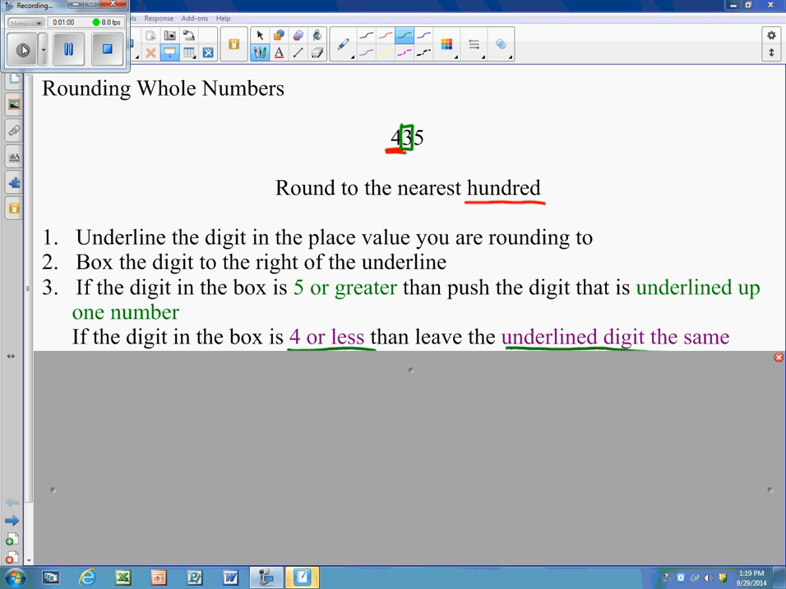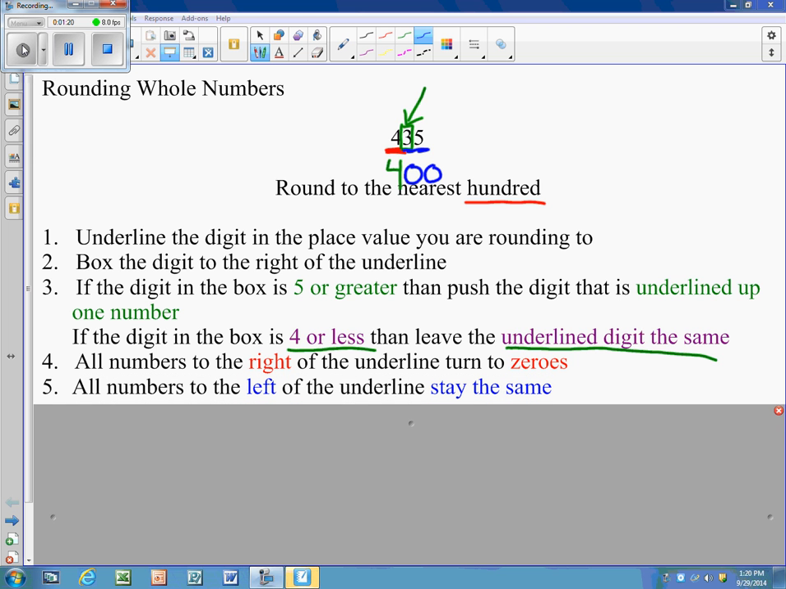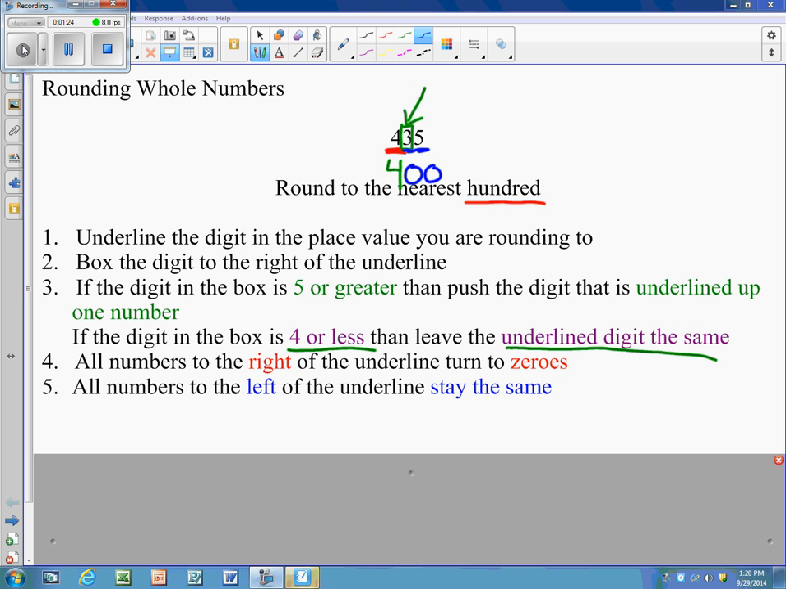So since this 3 is less than 4, it tells me to leave this 4 the same, so I'm going to write it right underneath. All the numbers to the right of the underline turn to zeros. So all of these digits that are to the right of the underlined number, the 3 and the 5, turn to zeros. And then all the numbers to the left of the underline stay the same. I have no digits to the left. And now I'm done, so 435 rounded to the nearest 100 is 400.